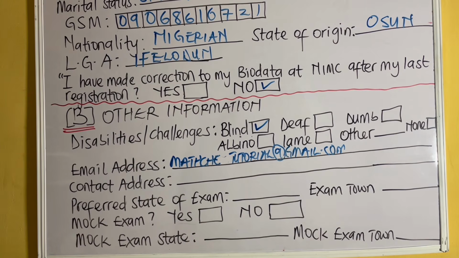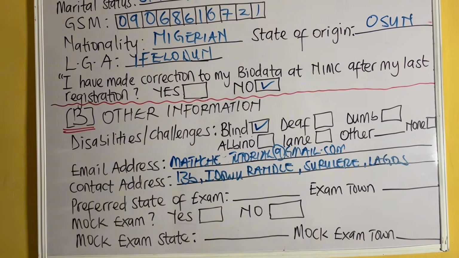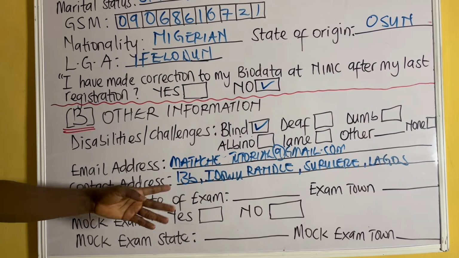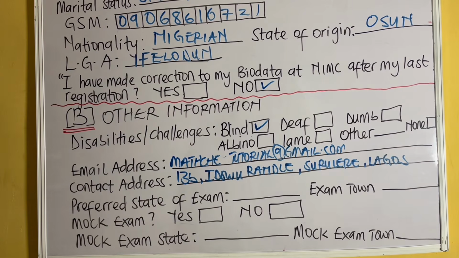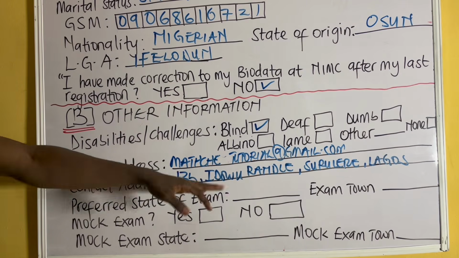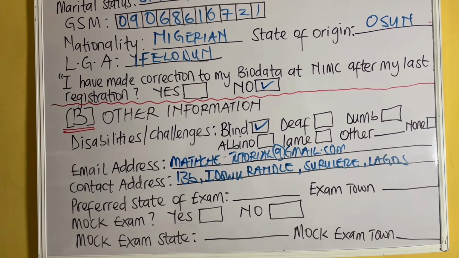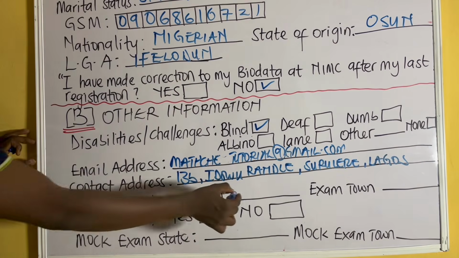Okay, so now the next thing to fill there is the contact address. So let's say the contact address can be 13B Idorandu Street, Surulere, Lagos. Now the next one is preferred state of exam, meaning which state you want JAMB to post you to for the exam. Which state do you want to write the exam in? I used to advise students that since your contact address is in Lagos State, your preferred state of exam should also be Lagos State.